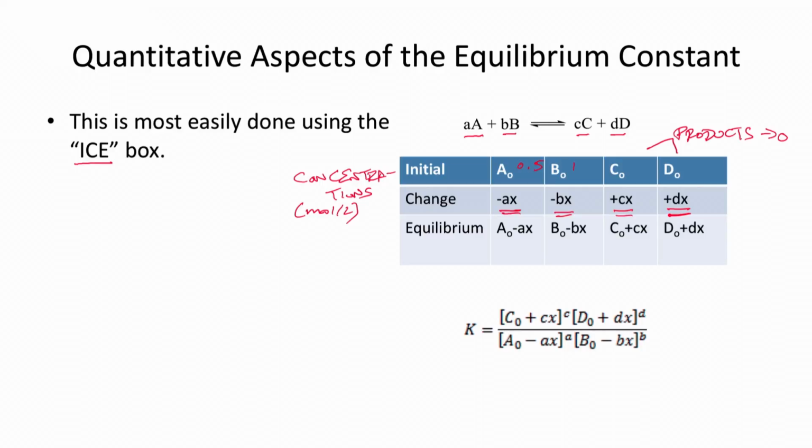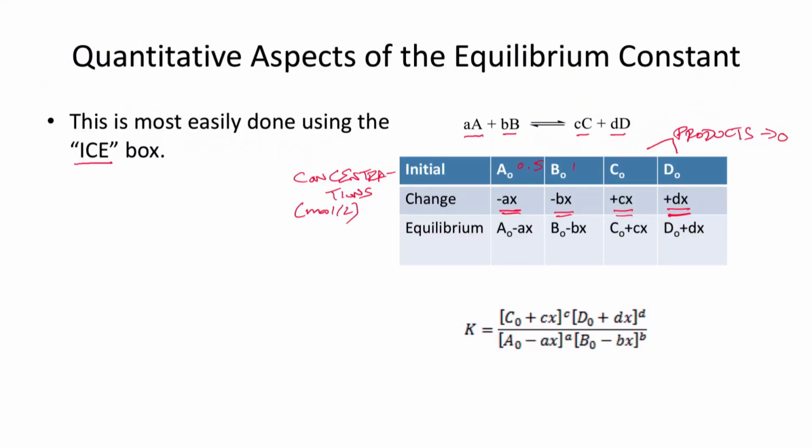So then at equilibrium, all I have to do is add the two columns, right? The initial amount and the change. So at equilibrium, I'm going to have A0 minus ax for the quantity of A, B0 minus bx for the quantity of B, C0 plus cx for the quantity of C, and D0 plus dx for the quantity of D.